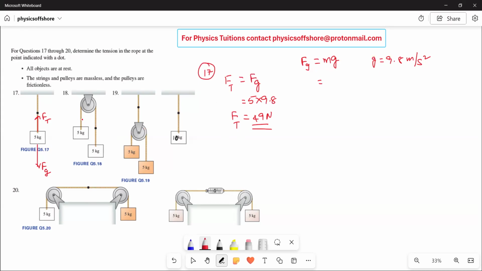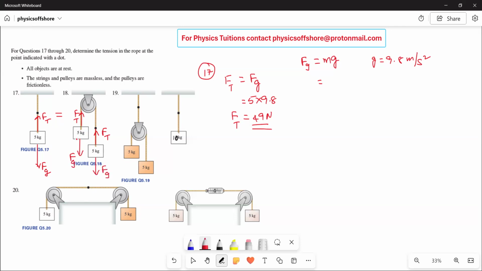Now coming to the 18th question. This is just equal to question number 17. Both are one and the same. I will show you how. When we draw the free body diagram, the force F tension is acting upwards and Fg is acting downwards. Similarly, F tension is acting upwards and Fg acting downwards on the other side. So see here, this is F tension, this is F tension, and here this is Fg, and here also this is Fg.